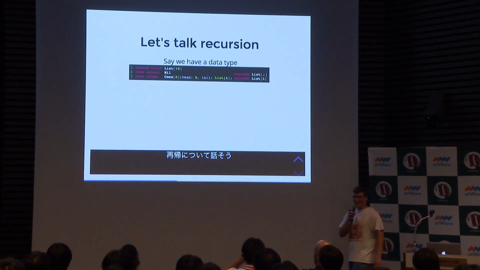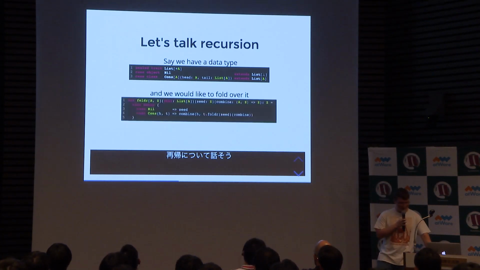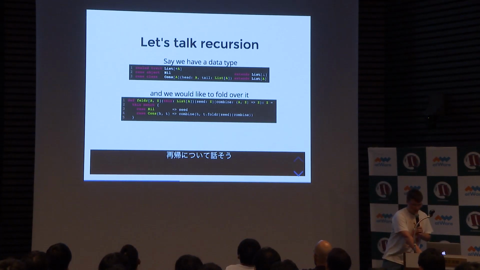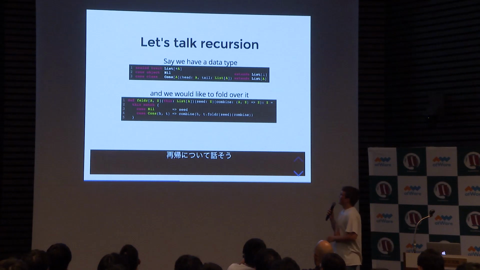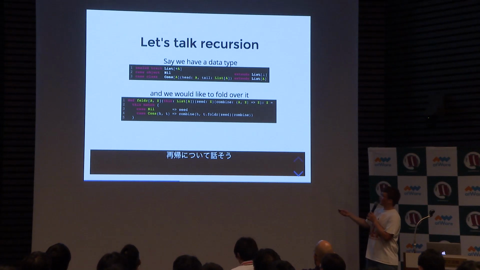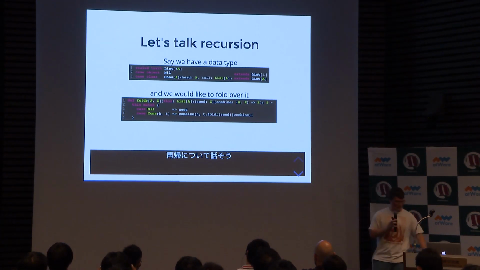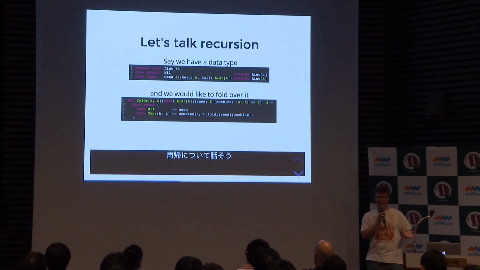All right, now let's talk recursion. So let's say we have a list, and we would like to fold over it. Now, that's just a standard fold right. As you can see, I'm pattern matching. If I see a nil, I just return my seed value. And if I see a cons data constructor, then I'm going to first fold the rest of the list, and then I'm going to combine the two values. Everybody's familiar with fold right, right?